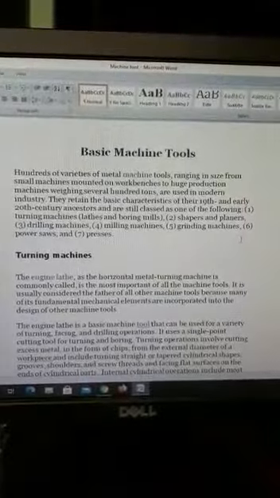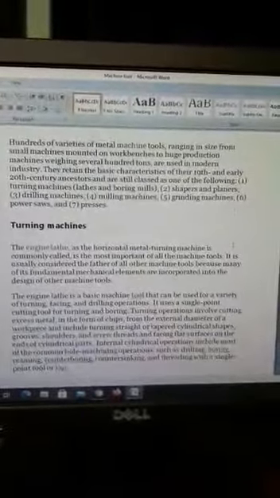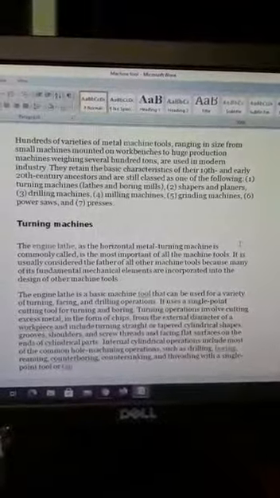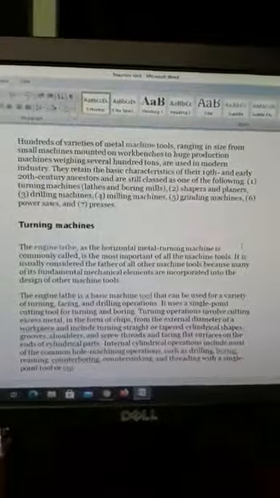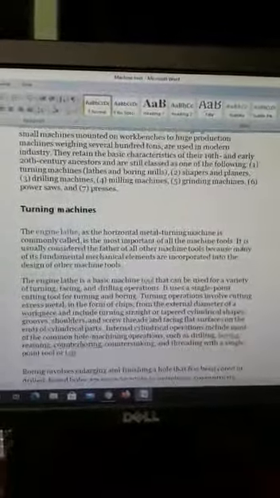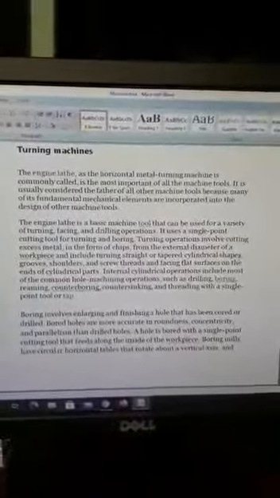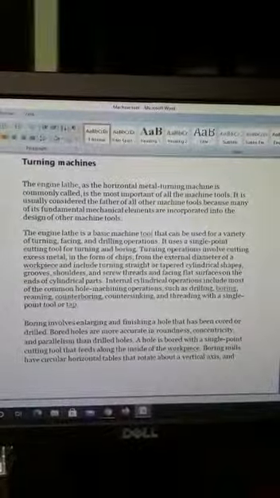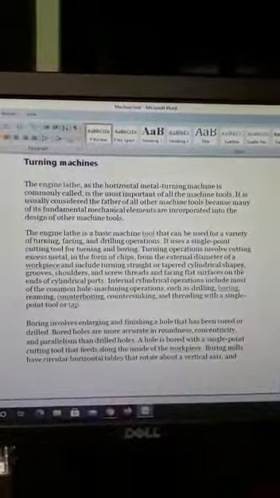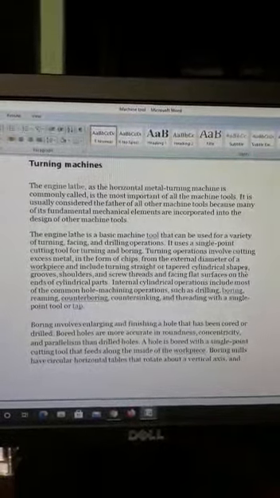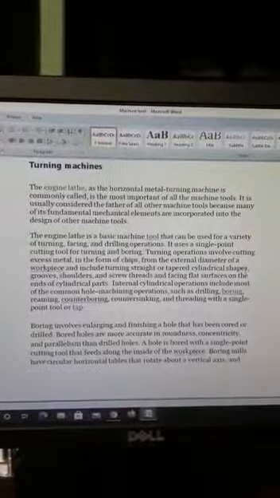Internal cylindrical operations include most of the common hole machining operations such as drilling, boring, reaming, counterboring, countersinking, and threading with a single point tool or tap. Boring involves enlarging and finishing a hole that has been cored or drilled. Holes are more accurate in roundness and concentricity than drilled holes. A hole is bored with a single point cutting tool that fits along the inside of the workpiece.